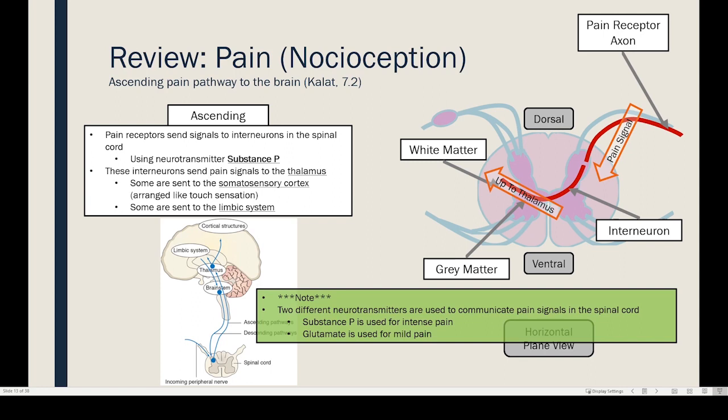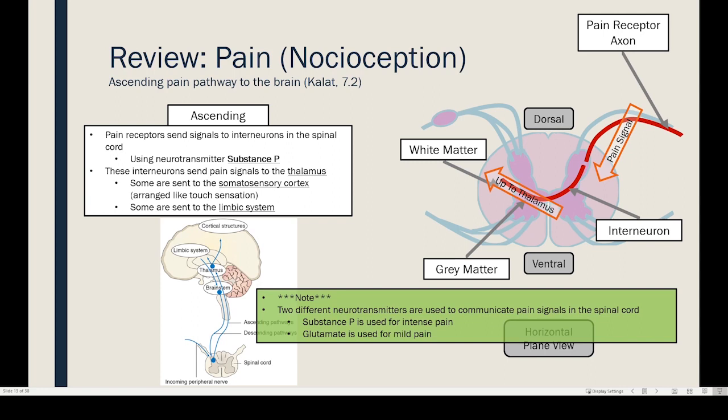So in the case of pain signals, some of these are sent to the somatosensory cortex, which, remember, is where our touch signals are sent, and that allows us to perceive where the pain is coming from. So if you get a pain signal sent from your finger, it goes up to the thalamus and then to the somatosensory cortex. The somatosensory cortex will be able to know that, one, you sense pain, two, it came from your finger.